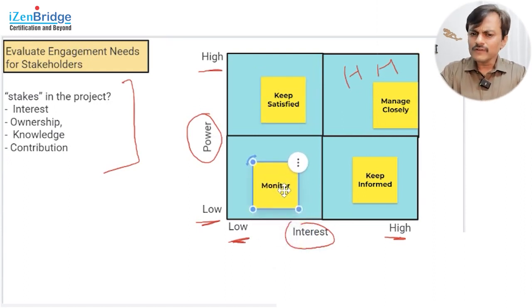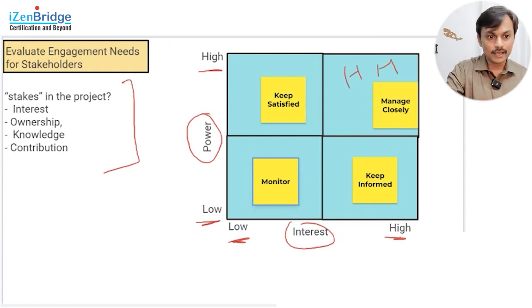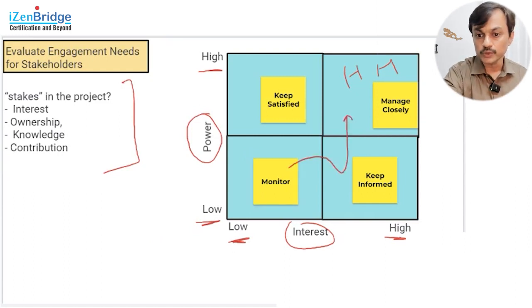Then we have low power, low interest. I just monitor them. I will see that in case this guy moves from here to here or here to here, I need to do something about it. Now, these positions in the quadrant are also not permanent.